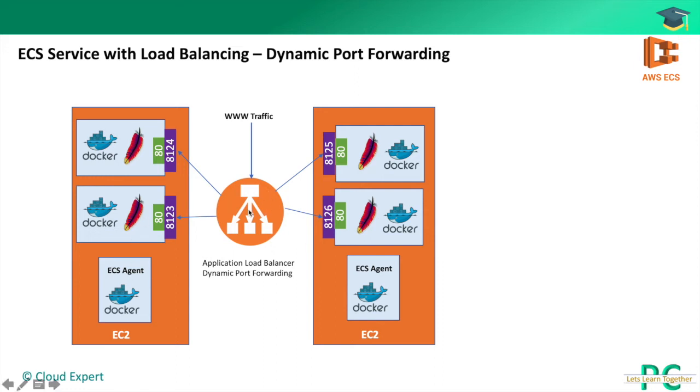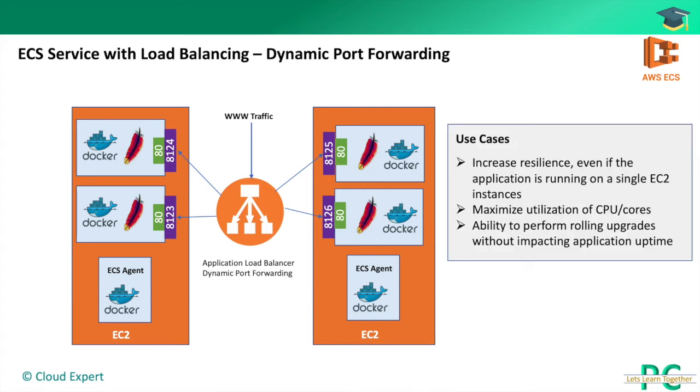So the AWS Application Load Balancer can forward the traffic to a dynamic port, and with that dynamic port forwarding, you can scale independently and you don't have to manage the static port binding feature. Here you are overcoming the limitations of static port binding. Now let's see what the use cases are. You can increase resilience even if the application is running on a single EC2 instance. With this, you can maximize utilization of underlying resources, that means CPU or RAM.